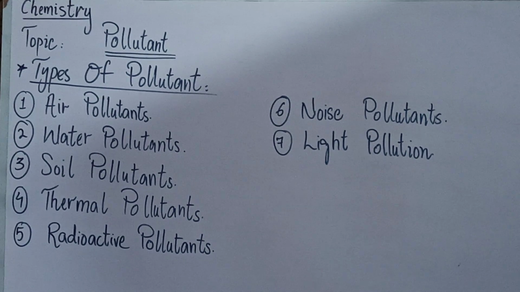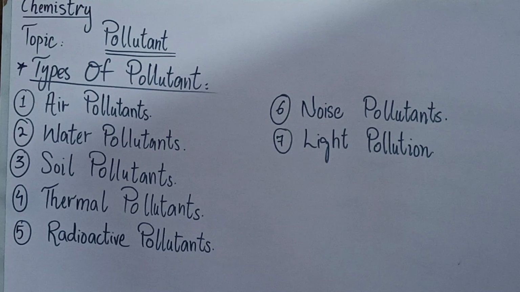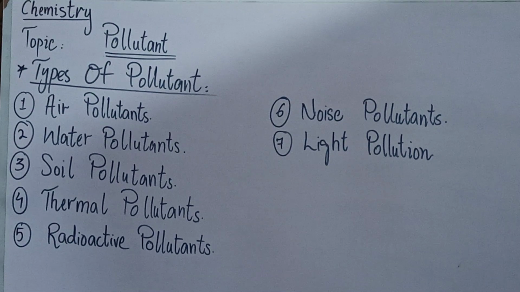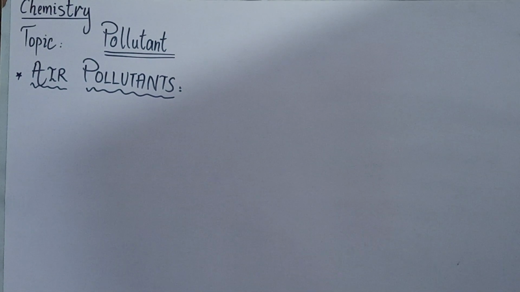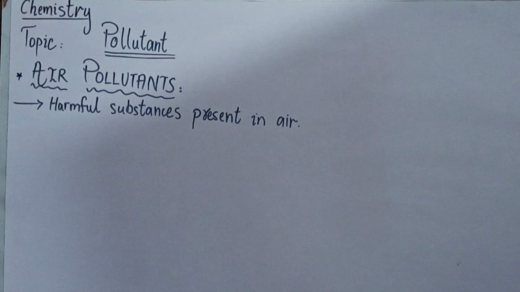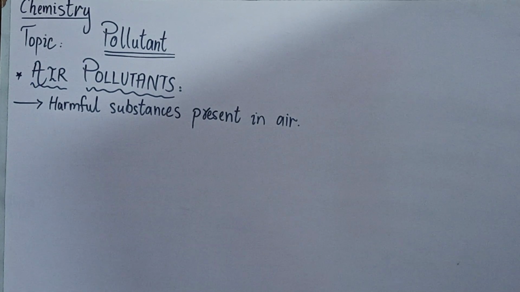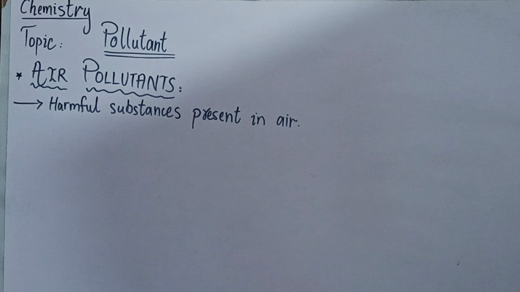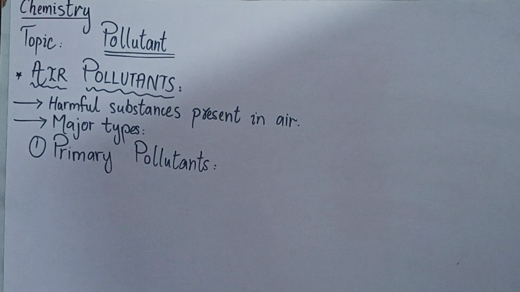Now I am going to discuss air pollutants in detail with its major types. As we have already discussed, air pollutants are harmful substances present in the air. Air pollutants change the weather badly, affect the human health, damage the plants and destroy the buildings. So the major air pollutants are primary pollutants and secondary pollutants. So the first type is primary pollutants.